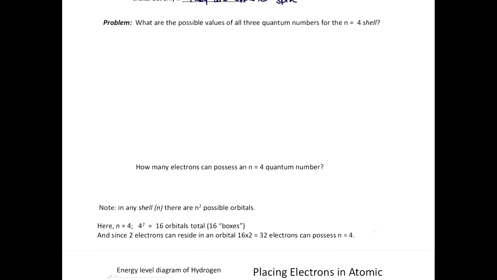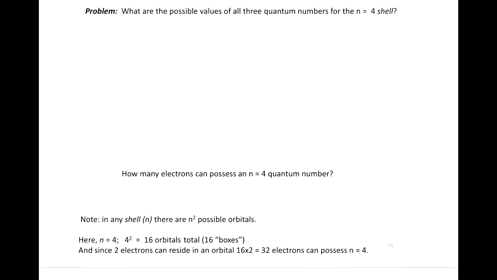Okay, so let's put it all together and determine what are all of the possible values of the 3 quantum numbers for an n equals 4 shell.